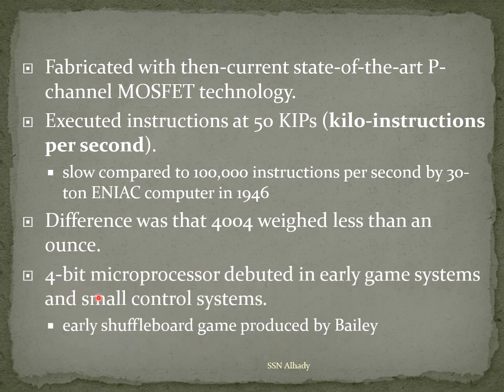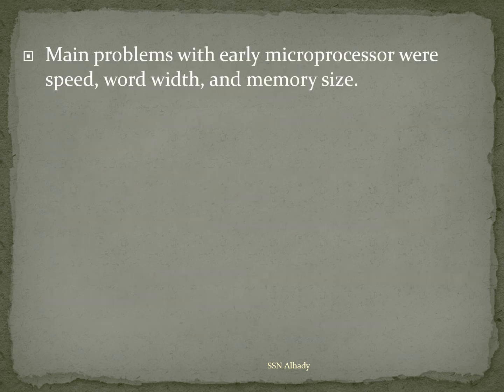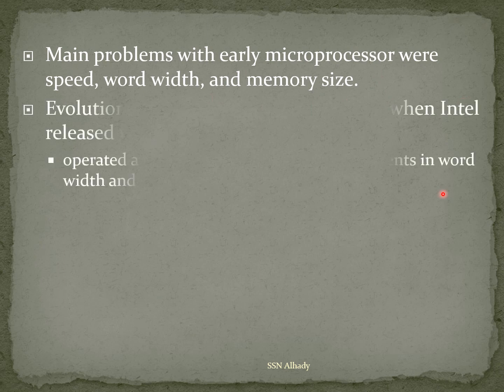Okay, the 4-bit microprocessor debuted in early systems and small control systems. For example, it was used in a shuffleboard game produced by Bailey, which used the 4004 Intel processor. Our main problems in the early microprocessor were the speed, the word width, and the memory size. It was so limited.